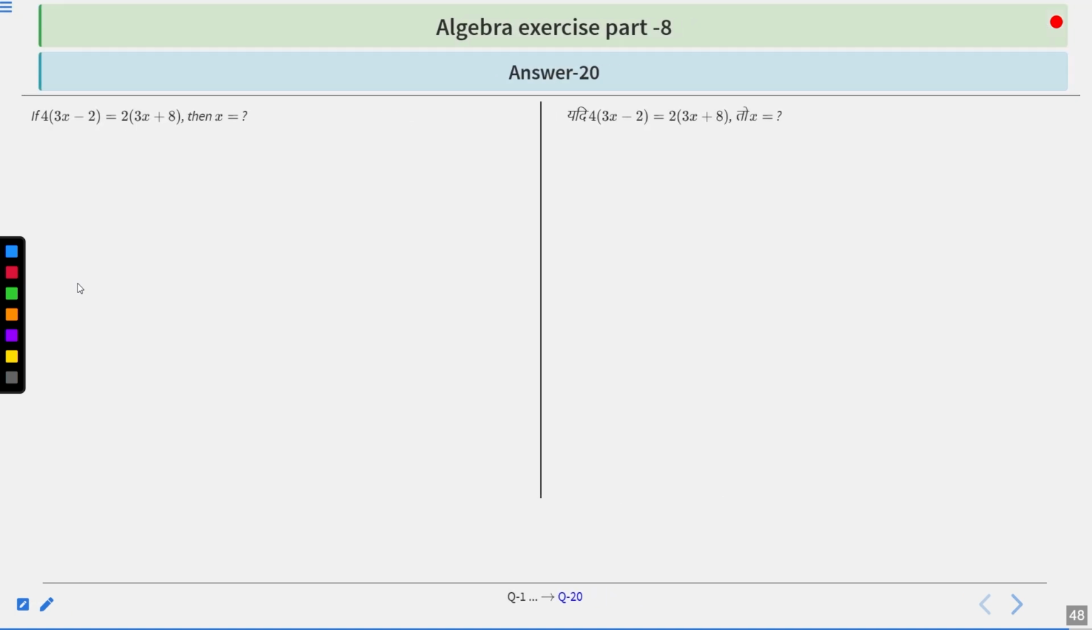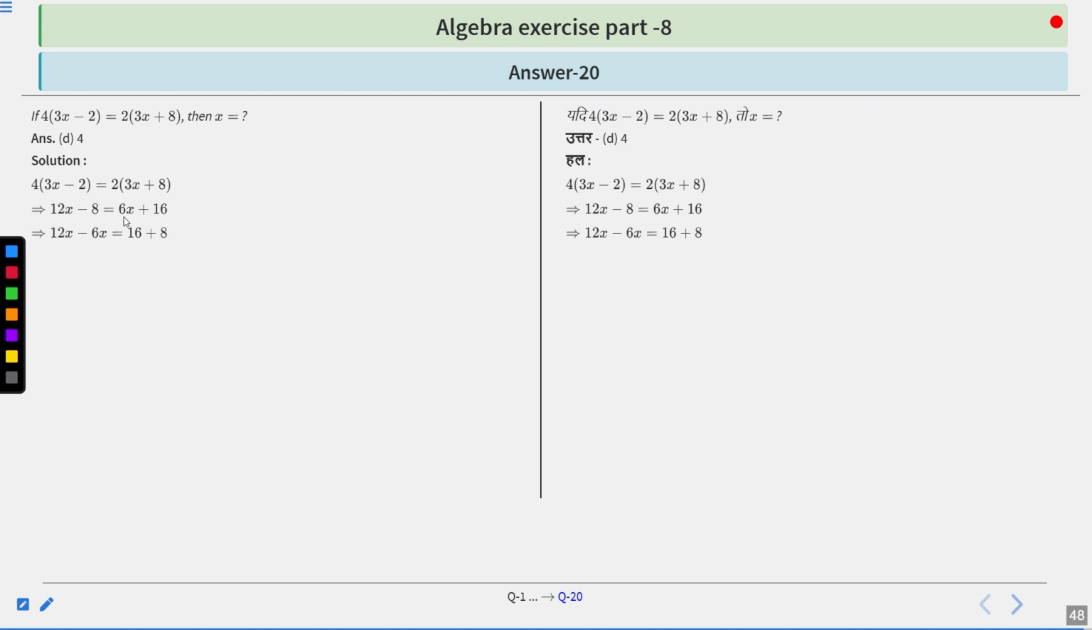So we were given 4 times of 3x minus 2 is equal to twice of 3x plus 8, and we have to find the value of x. The answer to this question is option number D, 4. Now let's have a look at the solution of this question. We were given 4 times of 3x minus 2 is equal to twice of 3x plus 8. 4 into 3x is 12x minus 4 into 2 is 8. That becomes equal to 2 into 3x, that is 6x, plus 2 into 8 is 16.